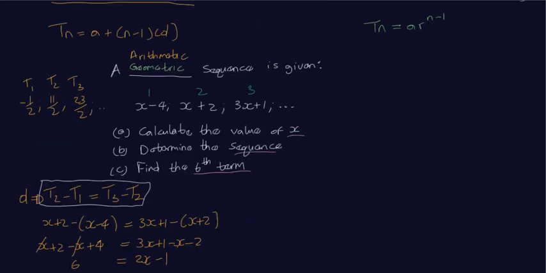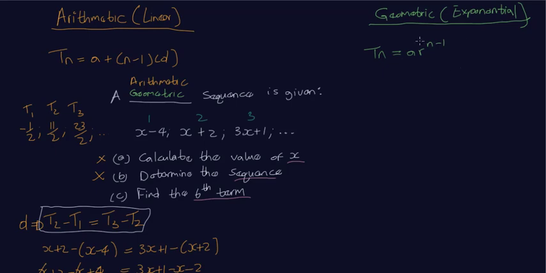So we have found the value of x and we also found the sequence. So A and B are done. Okay? So let us go to geometric, how do we do all of this? We know that in geometric our r is equal to term 2 over term 1.